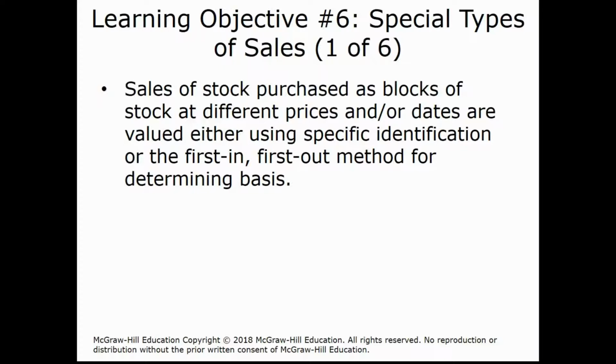So if we sell stock as a block, then we have one of two options. We can value it using specific identification. That is to say, we can take the specific stock that was sold, compare the basis to the sale price, and that is the amount of the capital gain that we would tax.